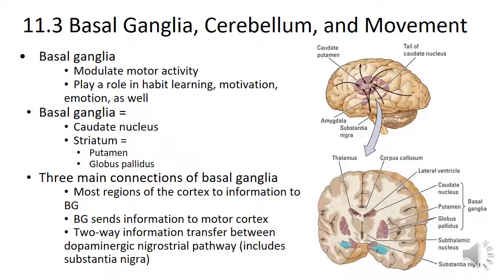The 3 main connections of the basal ganglia are the cortex. So actually most regions of the cortex send information to the basal ganglia. So there's incoming information from the cortex. The basal ganglia in turn sends information to the motor cortex, the primary motor cortex. And then there's a 2-way information transfer between dopaminergic nigrostriatal pathway and the basal ganglia, and this includes the substantia nigra, which, if you remember, is a part of the brain that has a lot of dopamine cells. It's actually black with dopamine cells. That's why it's called nigra.